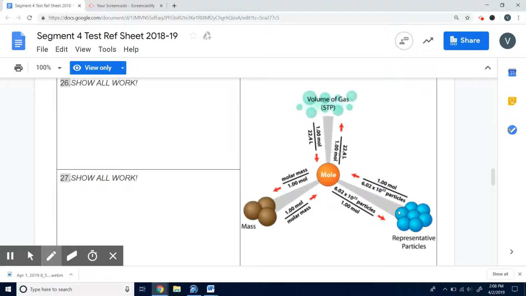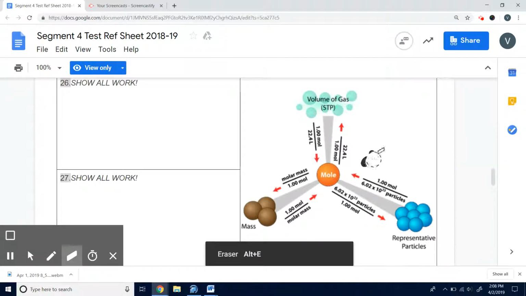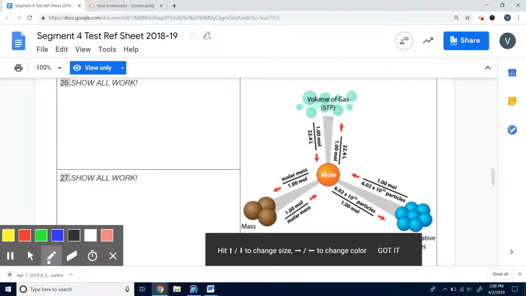So what we want to do with this, we want to, remember particles. Particles, we could also say that it is atoms. Whoa, I don't like that. Sorry guys, technical difficulties. There we go. Make it small.